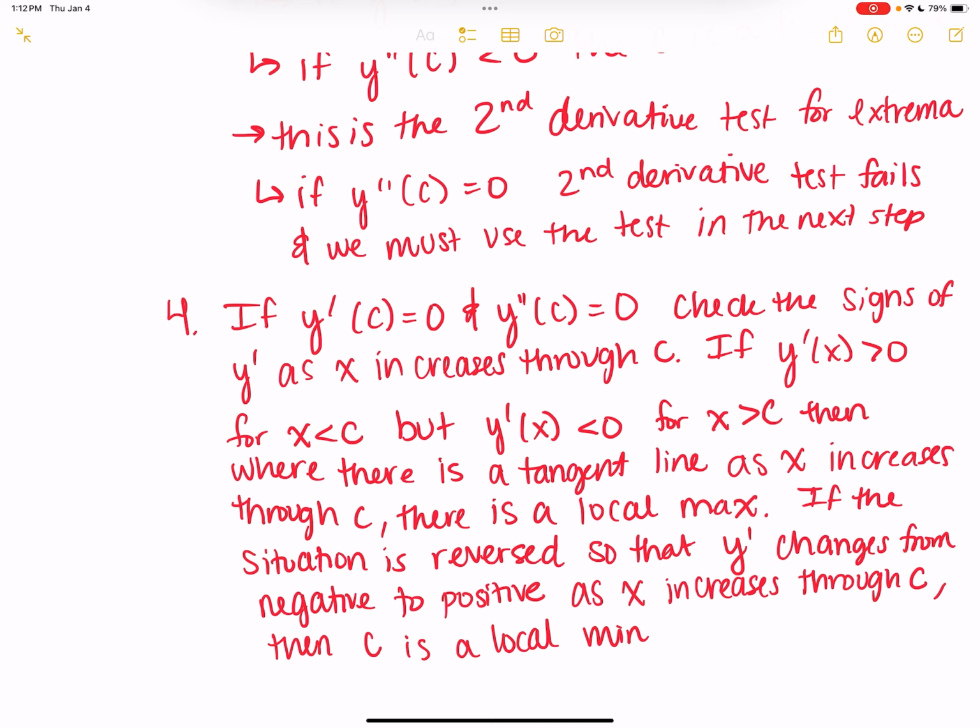Now, normally the second derivative test does work, so this doesn't occur as often. We won't have to deal with that as much.